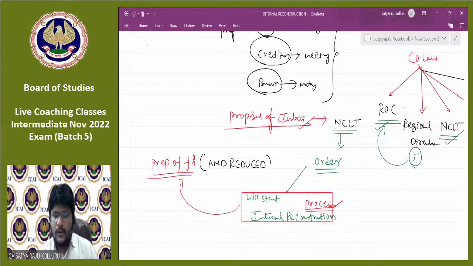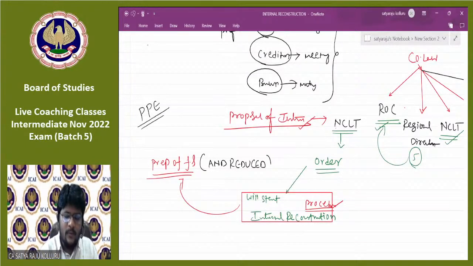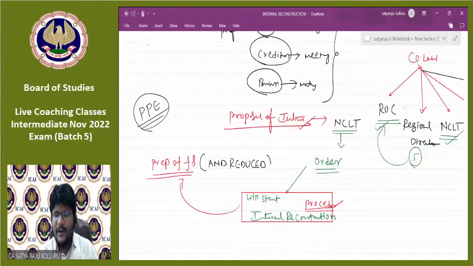the company should clearly mention what different property, plant and equipment were impacted during the process of internal reconstruction. Sir, why is property, plant and equipment generally impacted during the process of internal reconstruction? You may understand all such issues when I start explaining the procedure of internal reconstruction.